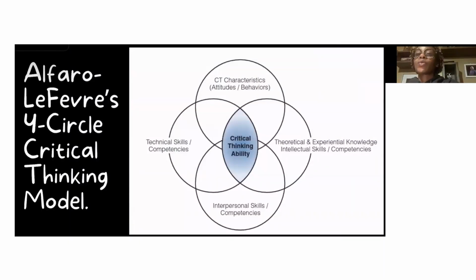Now, this brings me to Alfaro Lefebvre's four circle critical thinking model. So this Venn diagram, basically all those competencies and characteristics all work in tandem to help a person develop their critical thinking ability. So going clockwise from above, you have to develop your personal critical thinking characteristics. If someone has the characteristics of a critical thinker, the rest of the competencies and skills in the other circles will just come readily.